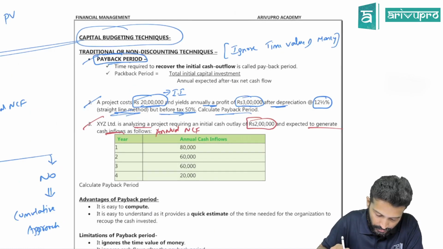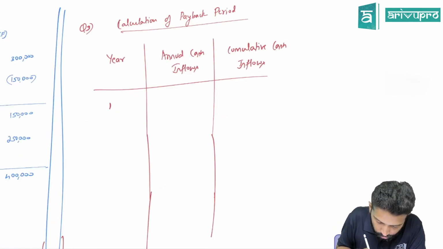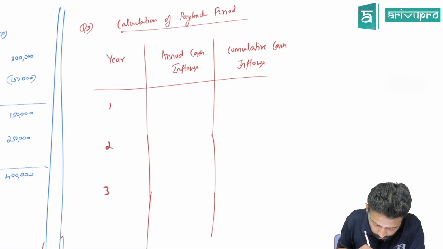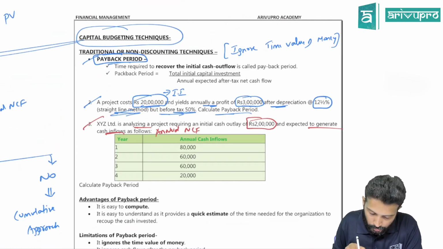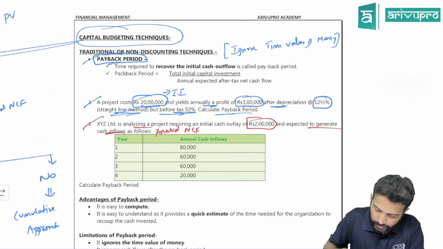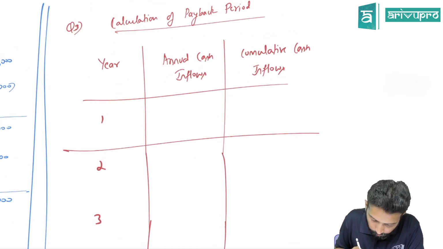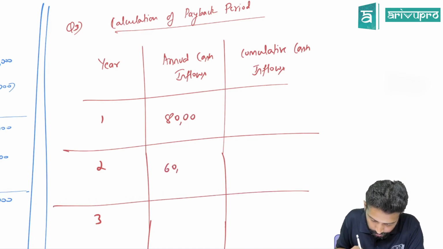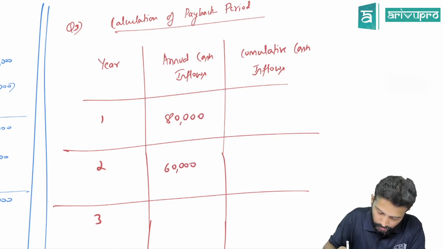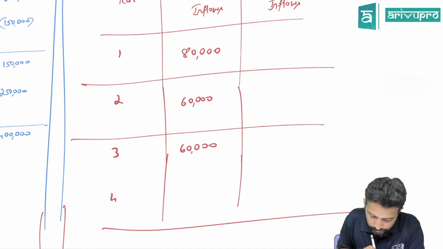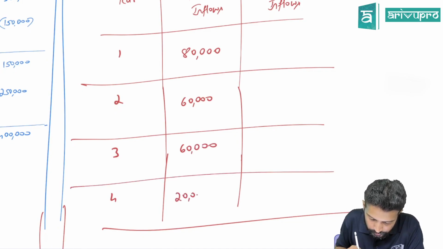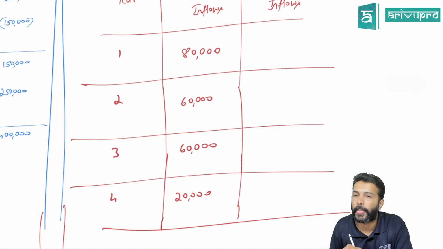How many years have they given? 4 years. So 1, 2, 3, and 4. Then annual cash flow, they have given it as 80,000. Then 60,000. And then again 60, and lastly 20,000. These are the cash flows given.